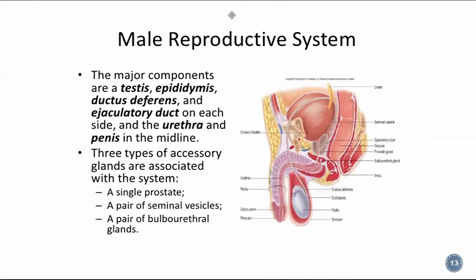We're done with the anatomy of the walls of the urogenital triangle in the males. Now we go to the specific organs in the male reproductive system. The major components of the system are the testes, the epididymis, the ductus deferens, the ejaculatory ducts on each side, the urethra, and the penis on the midline. We also have accessory glands, which include the single prostate, a pair of seminal vesicles, and the bulbourethral glands, which we already discussed earlier. On the urethral part, I think in the previous lecture of Dr. Gasso, he mentioned this already, so I'm not touching this much more. So let's just go straight to the other organs.